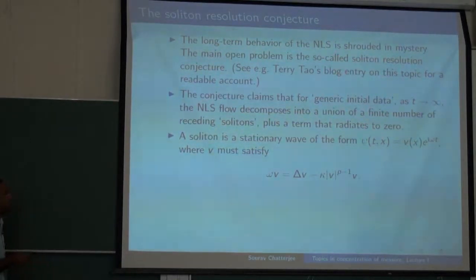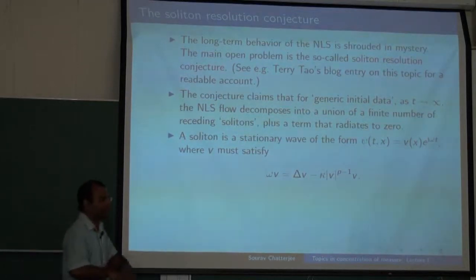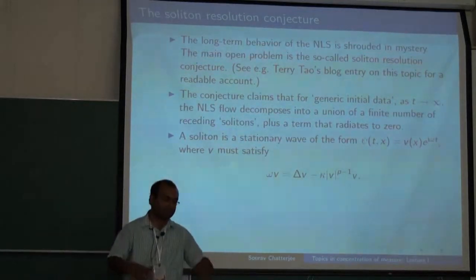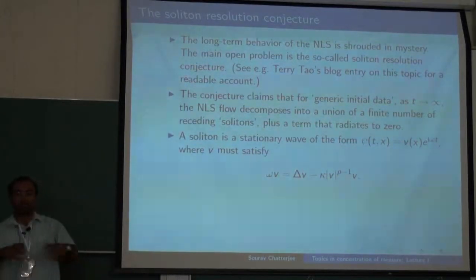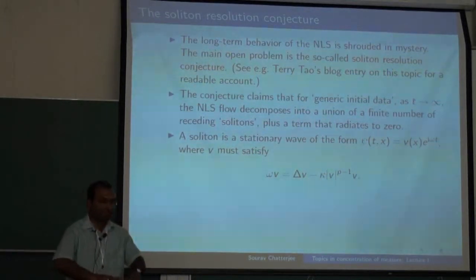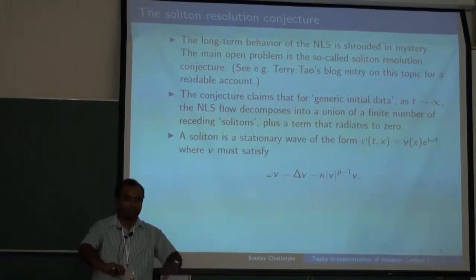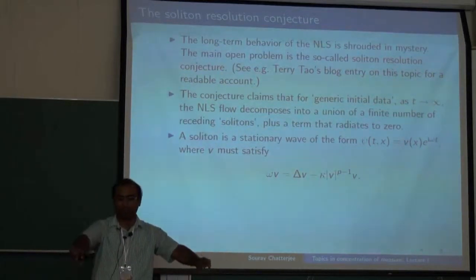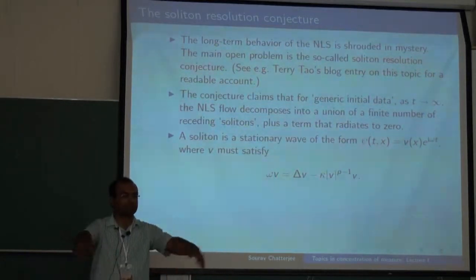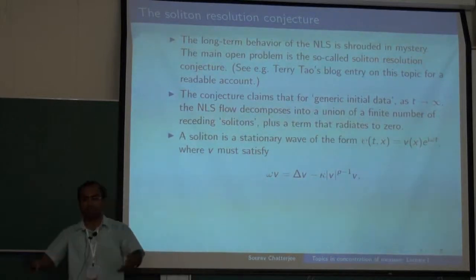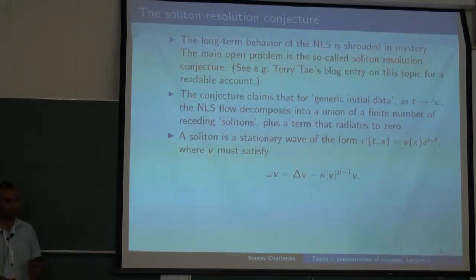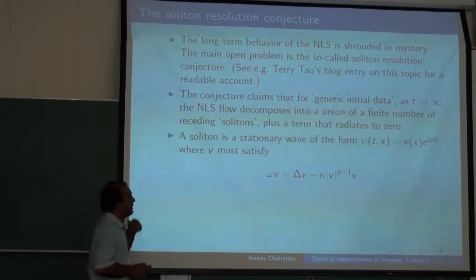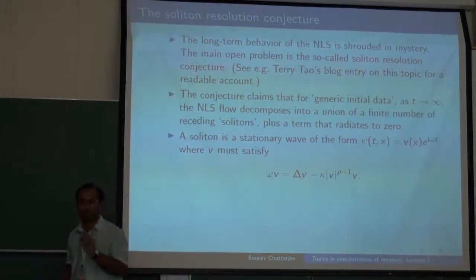So what this conjecture says is that for most initial data, there are exceptional initial data for which this doesn't happen, but in most cases, as time goes to infinity, you will get things like solitons, which become more and more like solitons going out, and nothing else remains. So everything else just disperses, radiates to infinity. Okay. So here is where probability comes in.